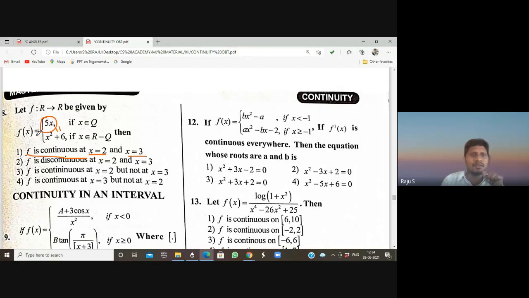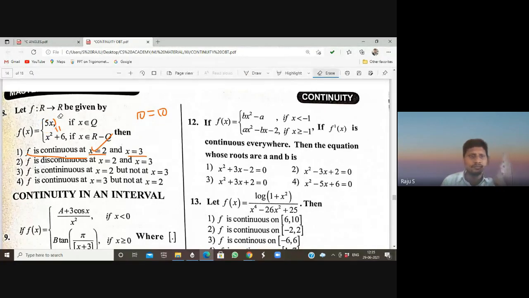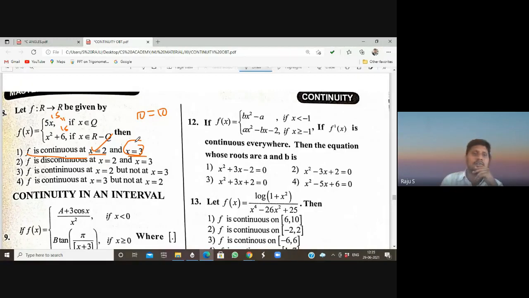What they have given is that the function is continuous, which means both values must be equal. For what value of x will both be equal? 5 into 2 is 10, and 2 square plus 6 is 10. 10 is equal to 10. Yes, at x equal to 2 it is continuous. In the same way, substitute 3. 5 into 3 is 15, 3 square is 9, 9 plus 6 is 15. 15 is equal to 15. Yes, at x equal to 2 and x equal to 3, it is clearly continuous.